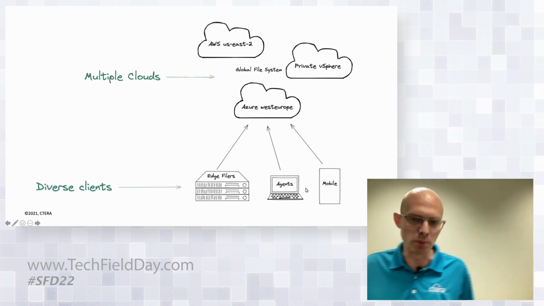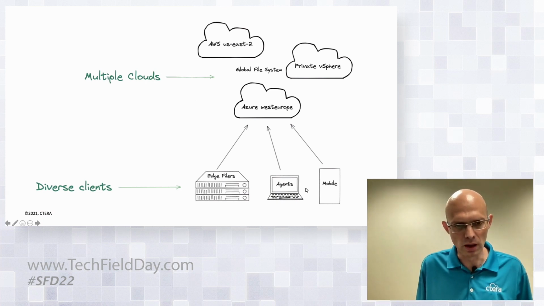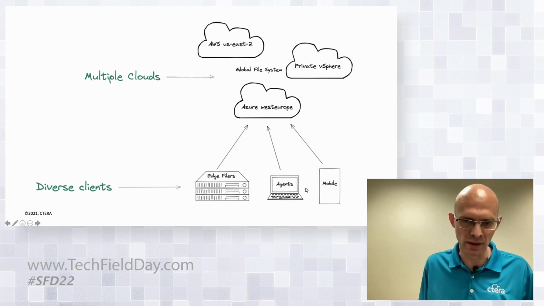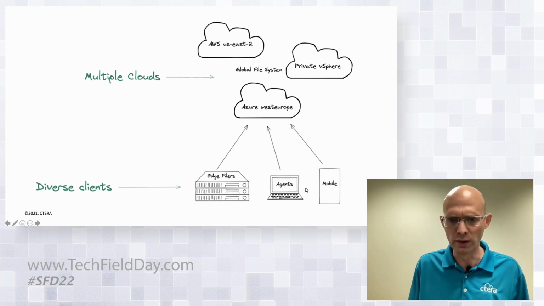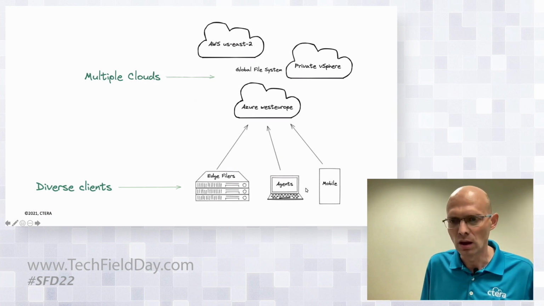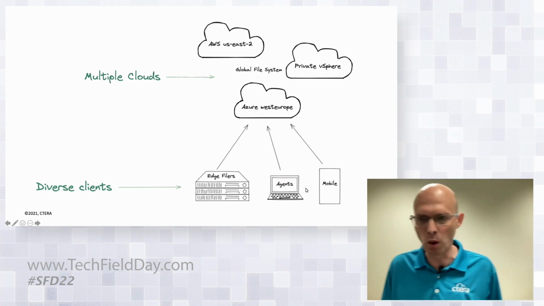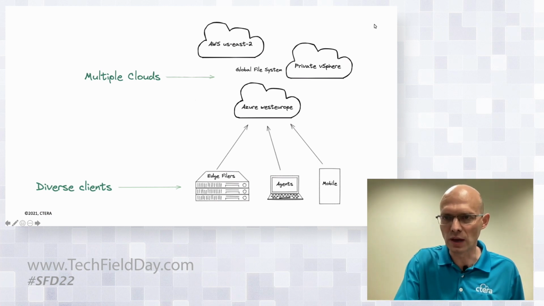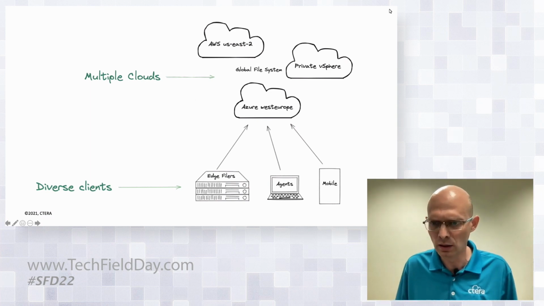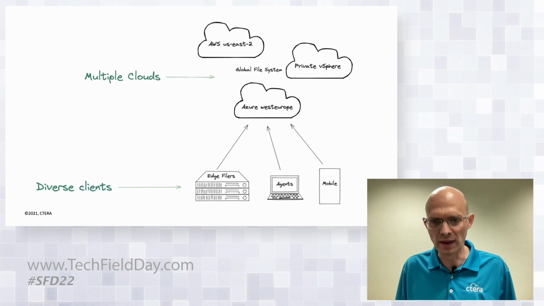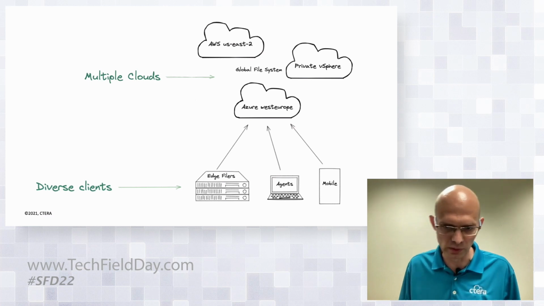Just like we have support for multiple clouds, we have support for multiple different kinds of clients. So we have the edge filers, which replace NAS devices or Windows file servers and expose the SMB or NFS interfaces. And we have the agents or the mobile devices, which allow you to access the same information for remote users, users that are working from a plane, users that are working from home. They have the ability to connect these agents or mobile devices.